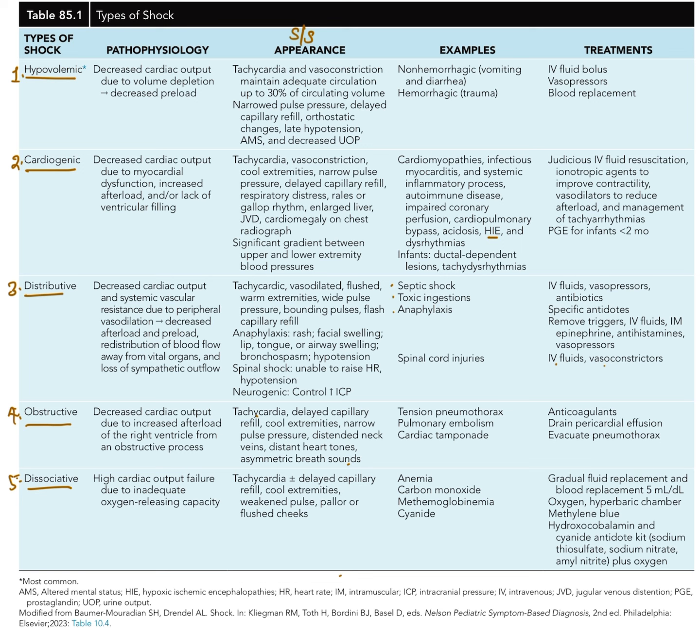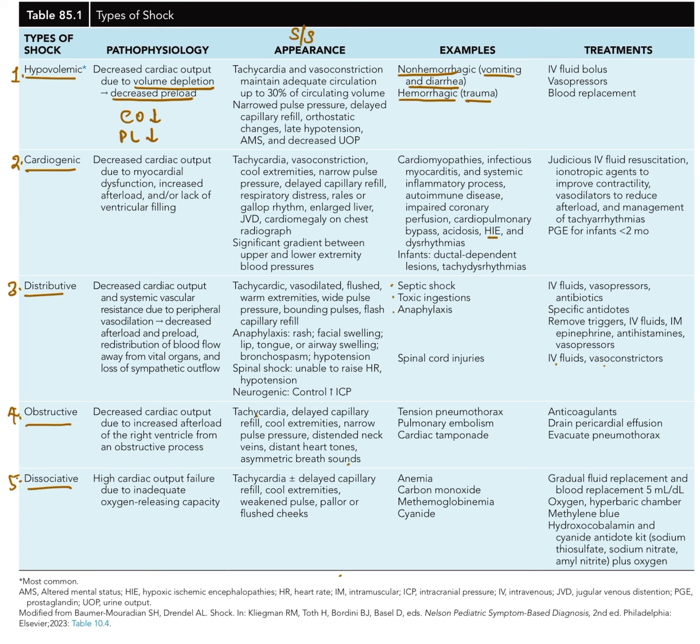Okay, so hypovolemic, as you already know, there is volume depletion, there will be decreased preload. Cardiac output is decreased, preload is decreased, due to volume depletion. Volume depletion occurs in hemorrhagic and non-hemorrhagic types of shock. Hemorrhagic, in which blood is lost due to trauma. Non-hemorrhagic is volume loss because of vomiting and diarrhea or other losses.